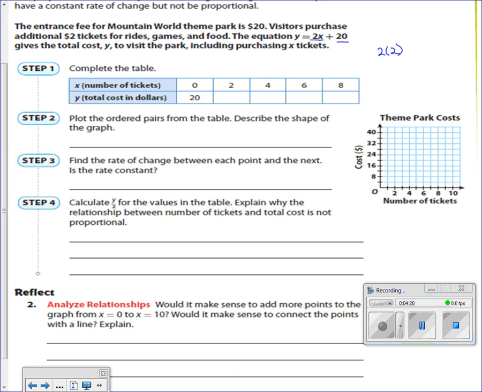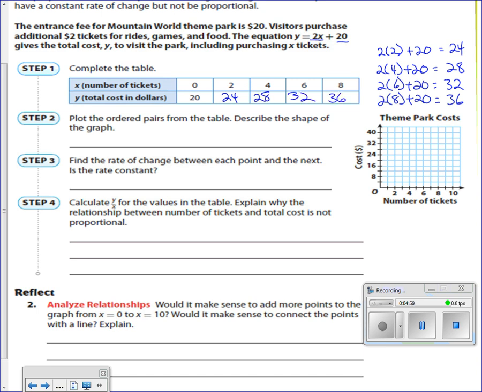2 times 2 plus 20. 2 times 4 plus 20. 2 times 6 plus 20. And 2 times 8 plus 20. Find out what each of these equals. So that's 24, 28, 32, and 36. Plug those into our table: 24, 28, 32, 36. Okay.